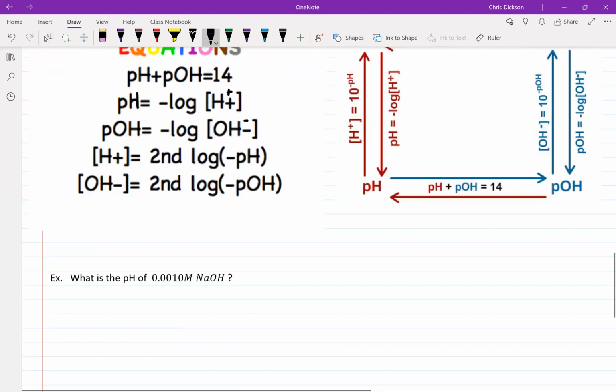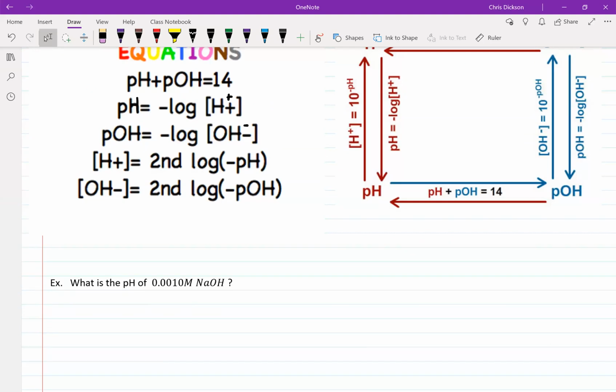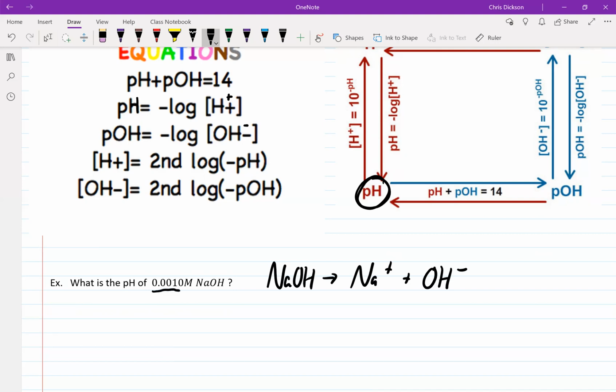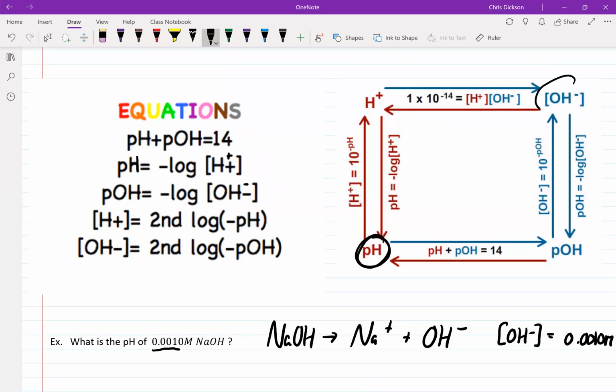Okay, for the first question, they want me to find the pH, so I'm going to want to find this quantity. And I know the NaOH. What I know about NaOH is it would dissociate into sodium ions and hydroxide ions. So if the concentration of the salt is this number, and it all dissociates, then the concentration of the hydroxide is equal to 0.0010 molar. So I know this number, and I need to go either this way or that way.